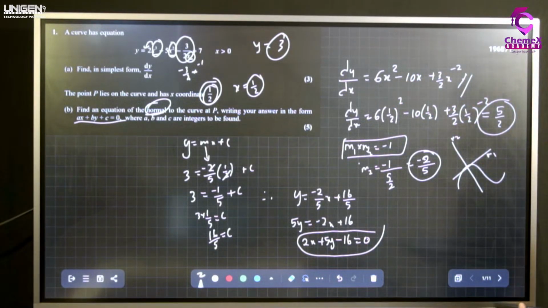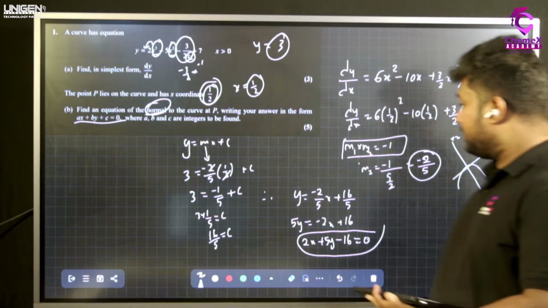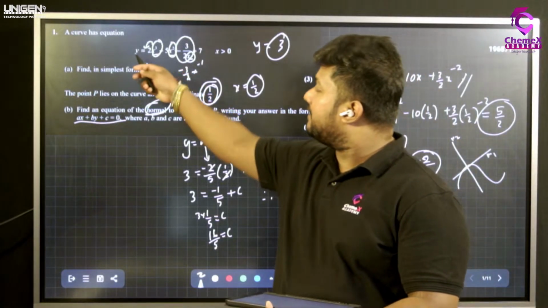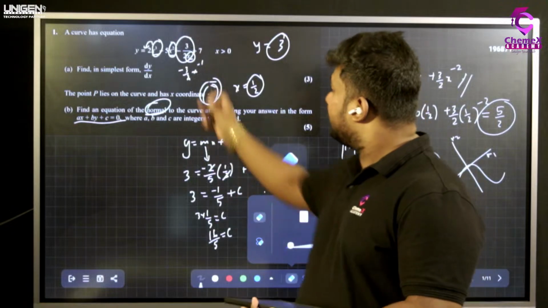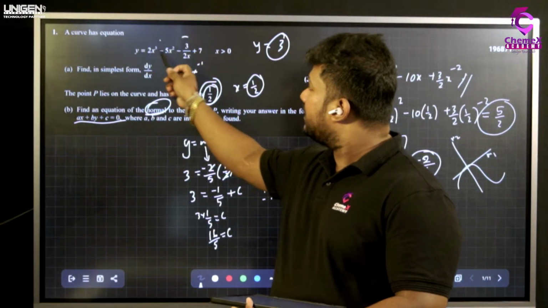Any questions? Sir, how did you get y equals 3? Just substituting half into the main equation. They have given the main equation. So instead of x, you put half there. That's how I got y equals 3.